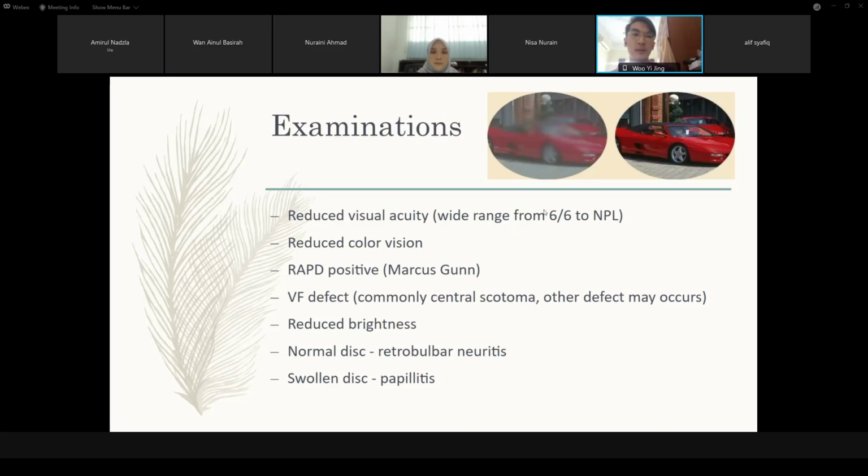But in retrobulbar neuritis, there will be a normal disc. In papillitis and also neuroretinitis, there will be a swollen disc. Right. So next slide.